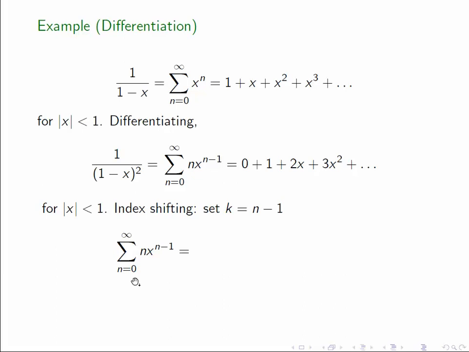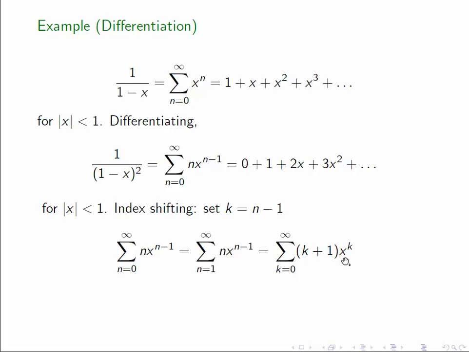First thing we note is that the n equals 0 term is 0, so that's the same as the sum from 1 to infinity of n times x to the n minus 1. We now replace n's by k's, so the n minus 1 in the power becomes k, the n becomes k plus 1, and as n goes from 1 to infinity, k goes from 0 to infinity, because when n is 1, k is 0.